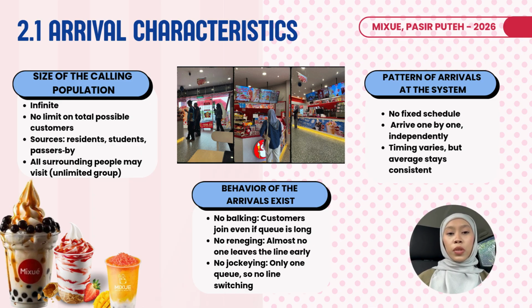And the last one is no jockeying. Mixue Pasir Puteh only operates 1 single queue since there are no other lines to choose from. Customers cannot switch between queues to get served faster. And so jockeying is impossible here.